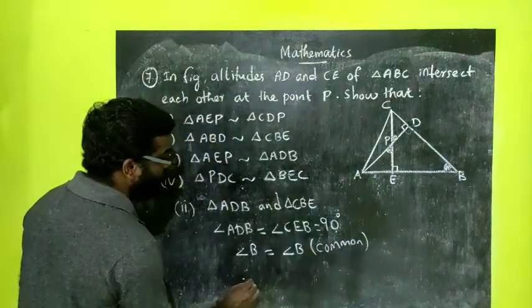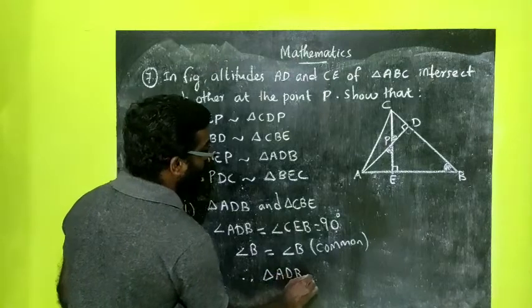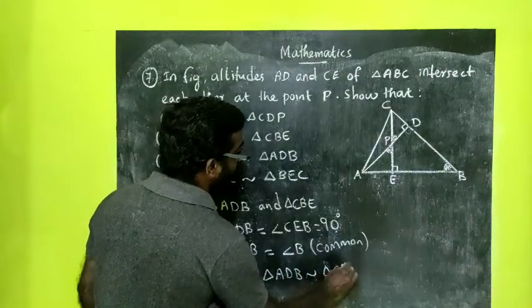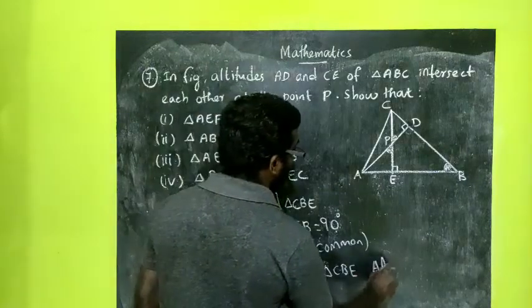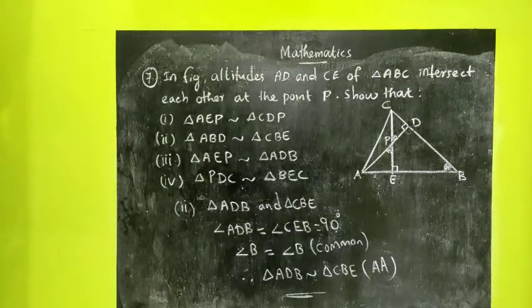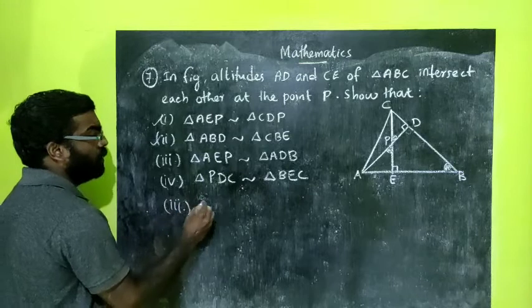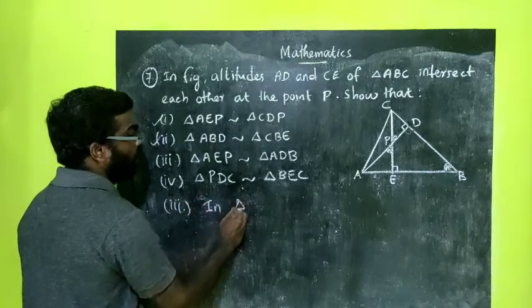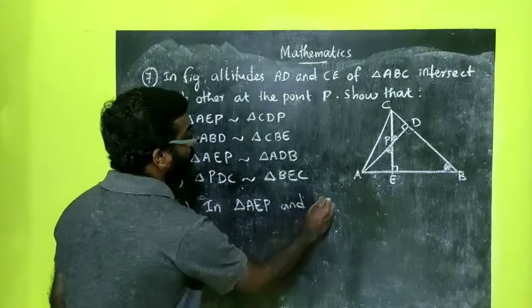Therefore, by AA similarity criterion, we can conclude triangle ADB is similar to triangle CBE by AA similarity criterion. Clear? Now consider the third one. Triangle AEP and triangle ADB.